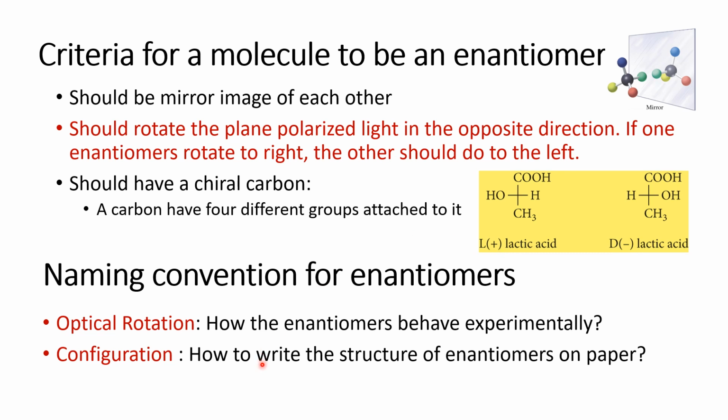Similarly, how do I write the structure of this enantiomer on paper? If I say plus lactic acid, writing its structure may not be feasible. So in order to facilitate writing of enantiomeric structures, configurations were assigned. These configurations were useful to actually write the structure of enantiomers on paper. So in this example, what we have seen here, L and D are configurations.